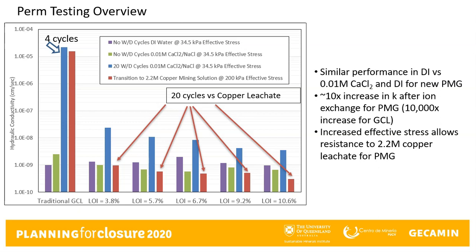The PMG samples show a much lower hydraulic conductivity in the synthetic copper leachate, with performances less than 1 × 10⁻⁹ centimeters per second, even after complete ion exchange. Whereas the traditional bentonite-based GCLs show no improvement in hydraulic performance after ion exchange and even after the effective stress is increased.